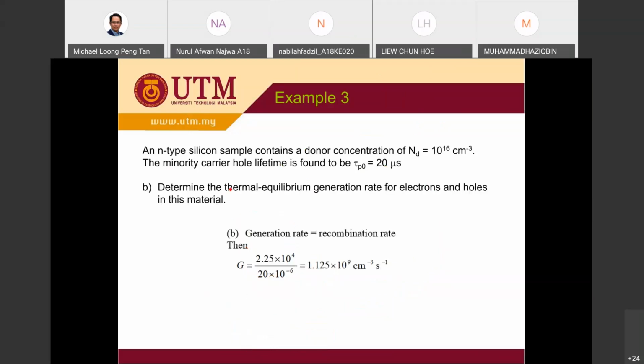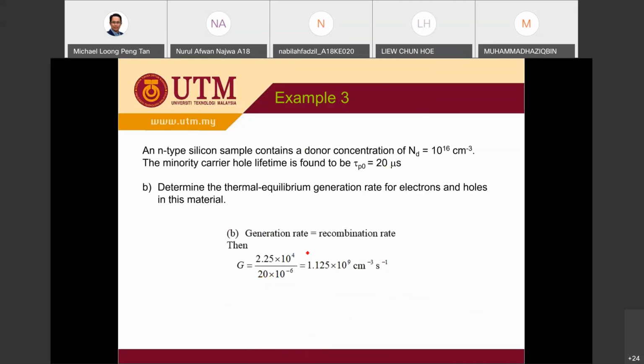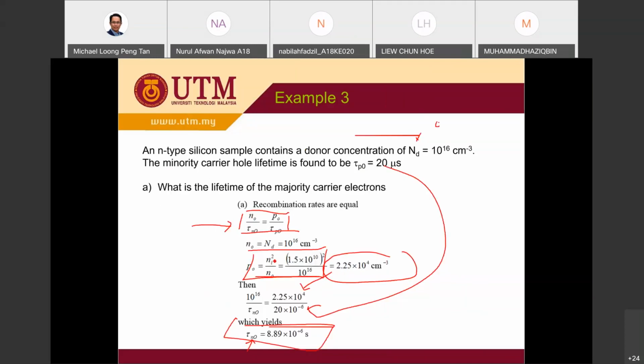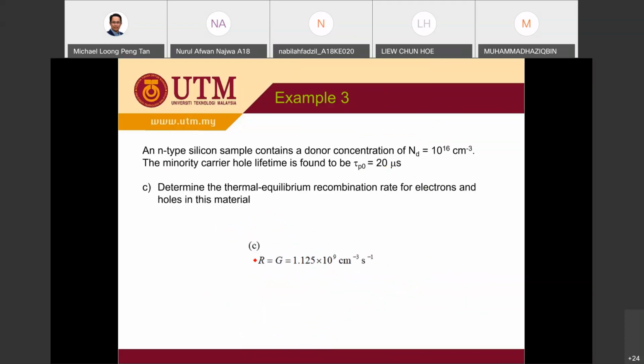Then they want to find the thermal equilibrium generation rate. How do they do it? So from just now, the answer they get is 2.25. They calculate 2.25 for electrons and holes and divide by 20. So they get the G. We get for holes and divide by tau_p. So generation equals the recombination rate. They say that, and that's why the answer is the same.